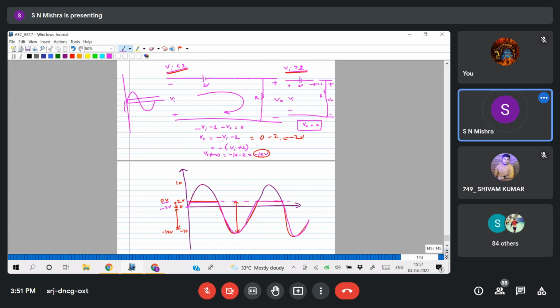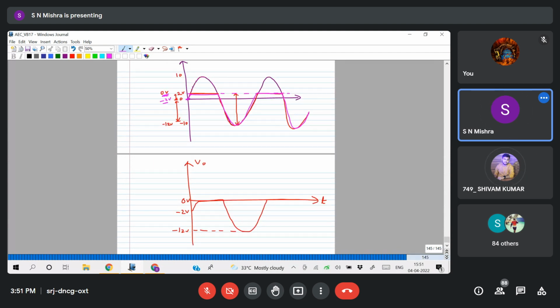When Vi, see this one, V naught equals minus Vi minus 2. When Vi is 0, V naught is how much? 0 minus 2, that is minus 2 volt. So when input is 0, output is minus 2 volt. When input is plus 2, output is 0. Like that you can analyze. Yes, sir.